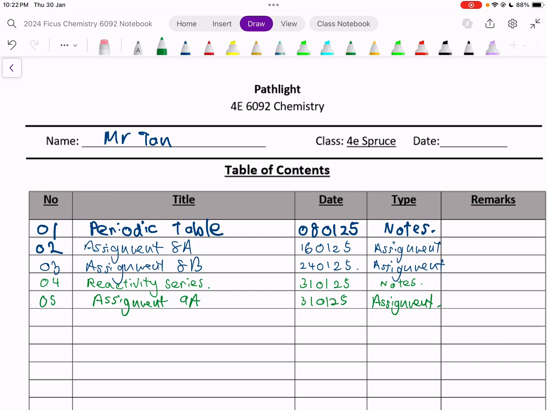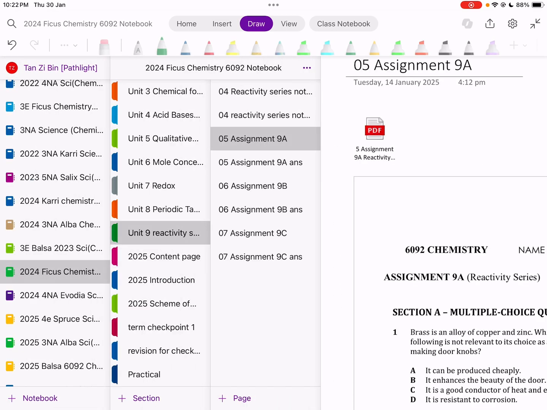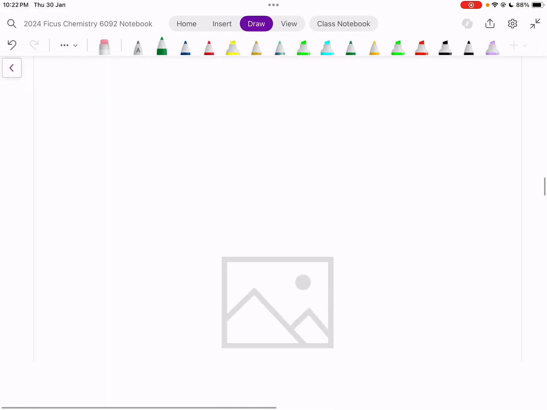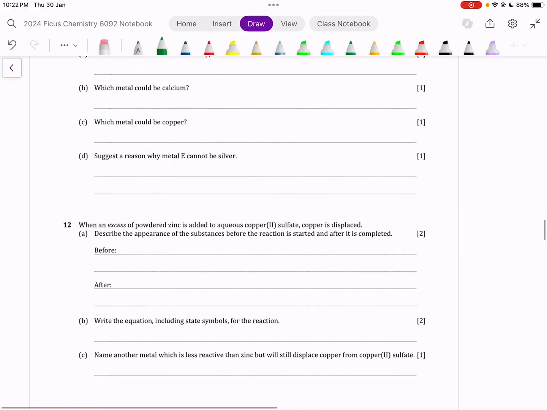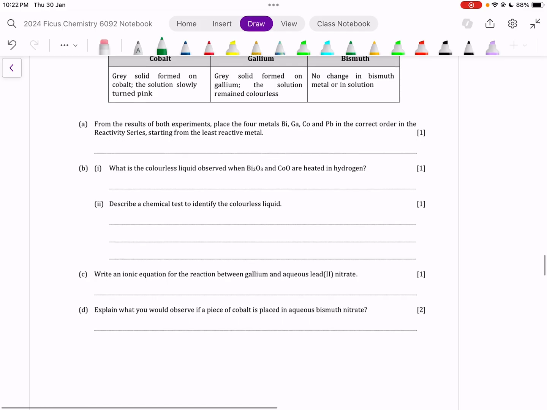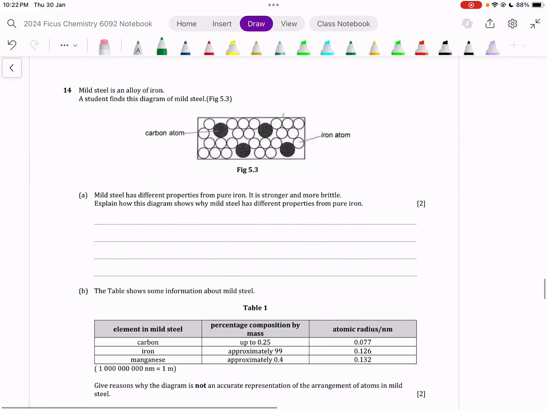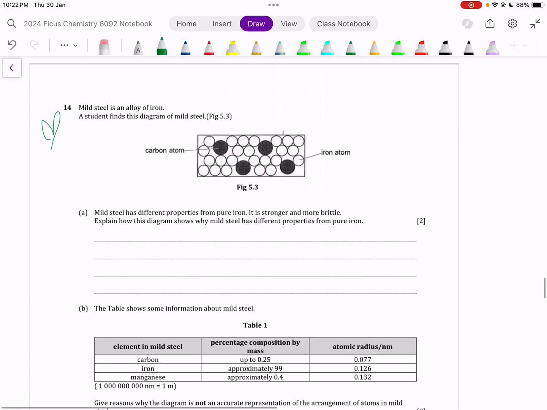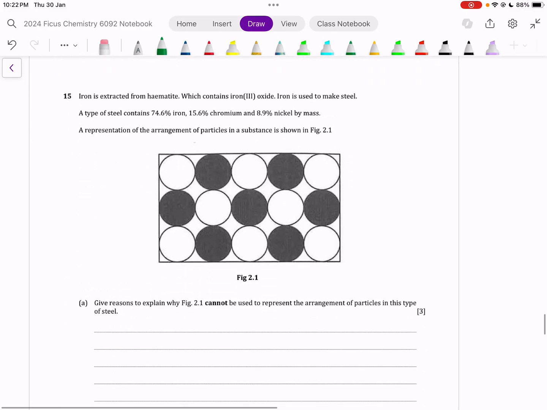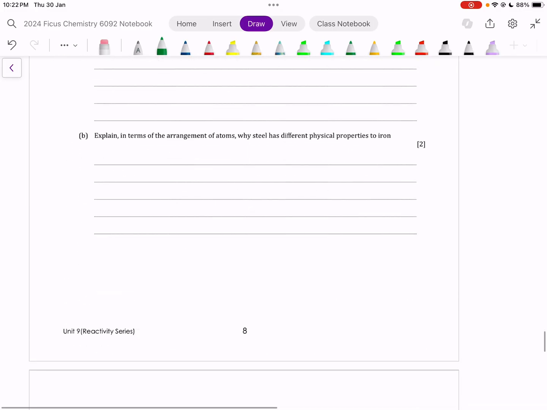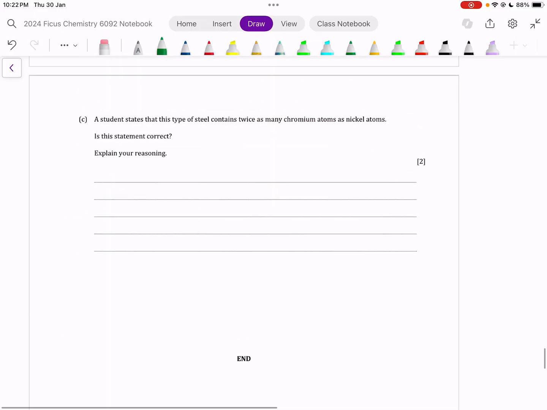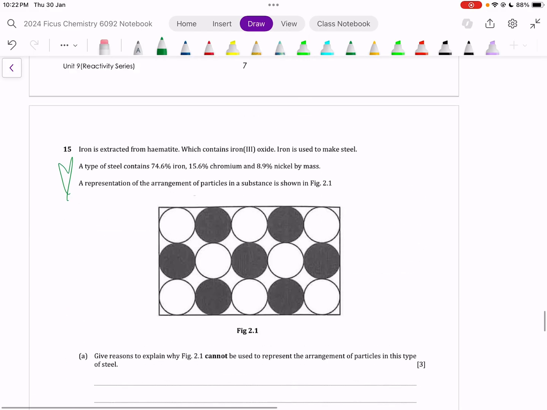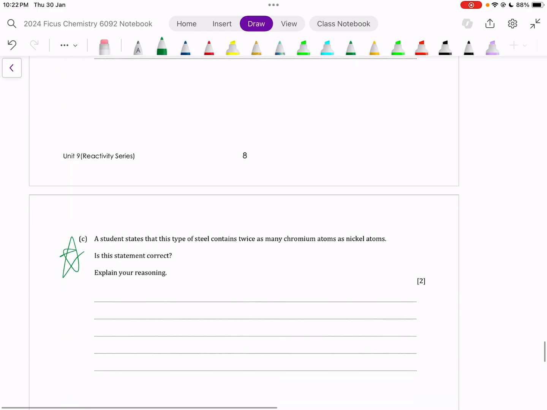Then I think that's it. So this is your assignment. Try it out. There are some very interesting questions that you can look at, like this one. Question 14, 15. And then this one also. Wow, this one's super interesting. Go and take a look at it. This one I give you a bit of a hint.